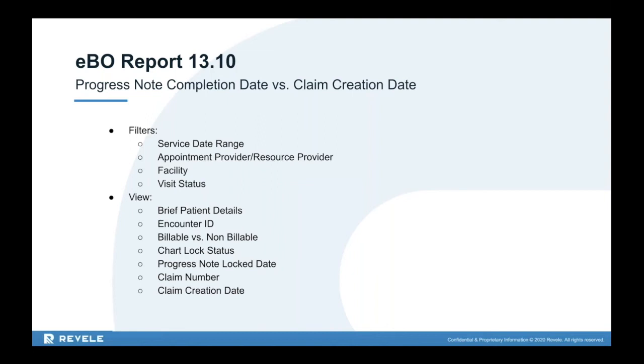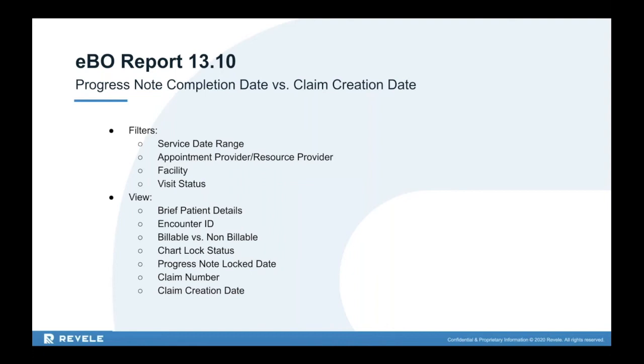You would want to make sure that in visit status, you're not including visit statuses for patients who weren't seen, canceled, no-shows, things like that. Obviously there would still be an empty progress note, but it's a non-billable visit because they weren't seen. So you're not going to have a claim for that. So make sure you're looking at that visit status in the filters.